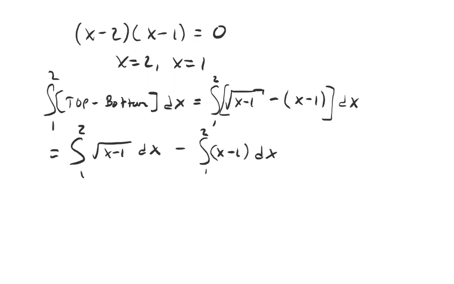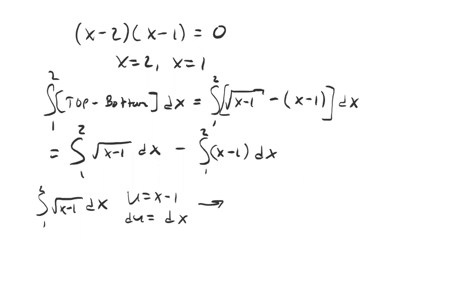The reason I split this up is because we're going to have to do a u substitution on the first one. The second one's pretty easy though. So let's break this up into two integrals. The integral from 1 to 2 of square root of x minus 1 dx. This is a u substitution because I can't integrate this when it's shifted like this. I'm going to let u equal x minus 1. That way du is equal to dx. So this is a pretty easy u substitution.